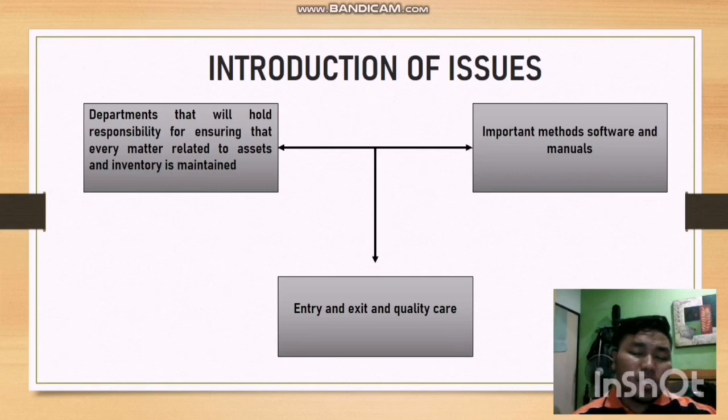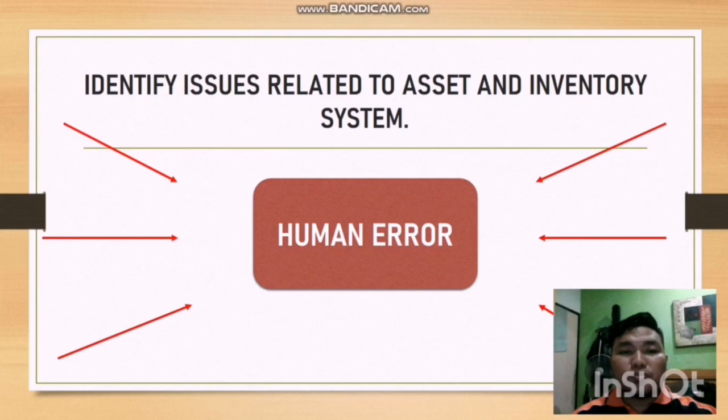In addition, there are issues related to the asset and inventory system in the company that will slow down every process that runs in the company, and this will bring bad results from the point of view of the parts of the system that oversees the product. Alright, we go to the next slide.